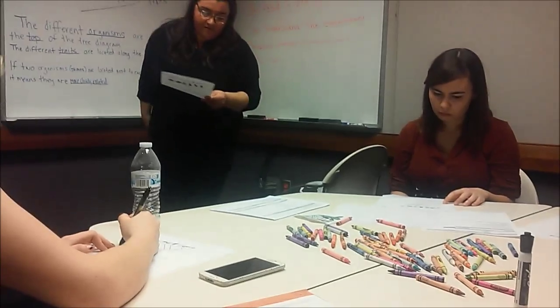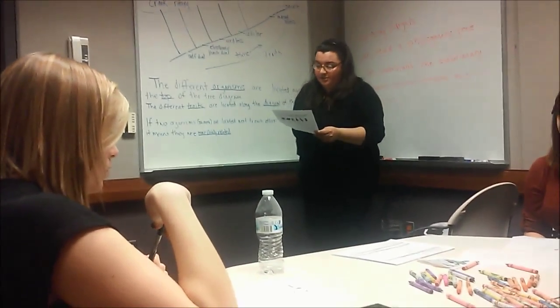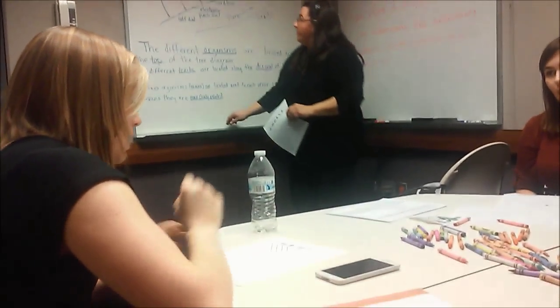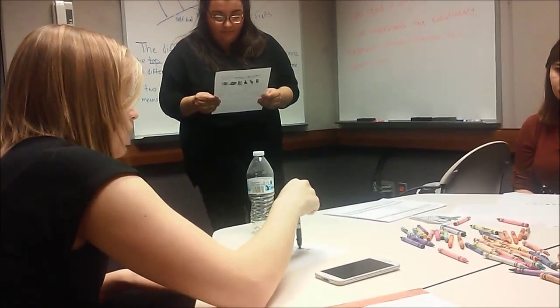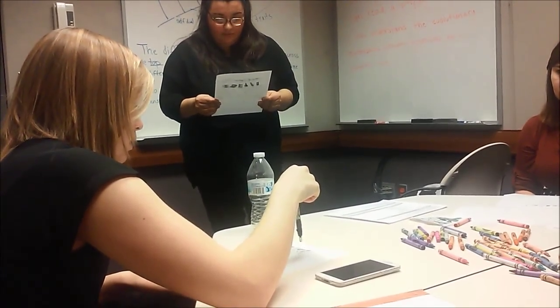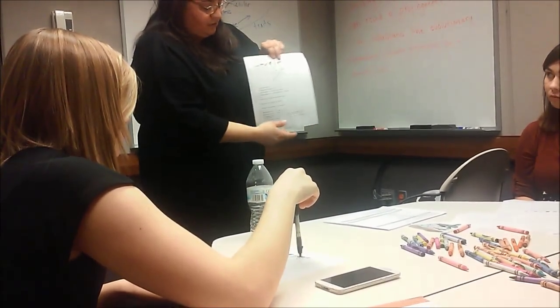Does anybody know if rodents and birds or amphibians and crocodiles are more closely related? Anybody want to guess? Nicole? Rodents and birds. Yes. Why did you say that? Because rodents, there's only one animal between them and birds, and then amphibians, there's two between them and crocodiles. Yeah, so you can look at it that way.